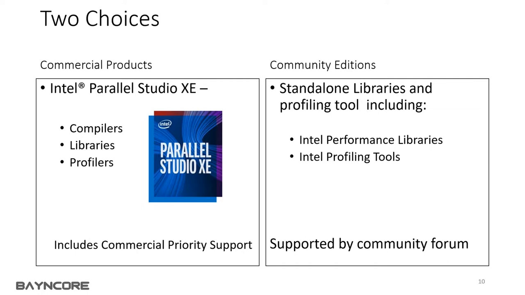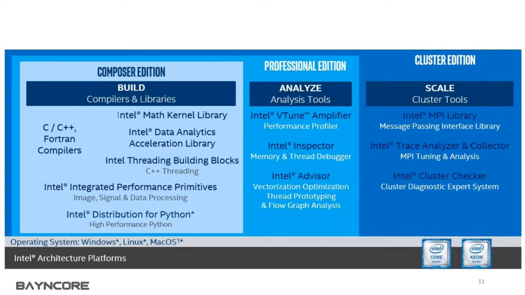There are also some parts of Parallel Studio that are available standalone, and it's mainly the performance libraries and the profiling tools. So the full Parallel Studio is here. We've got three different versions: a Composer edition, which is based around the compilers and the libraries. There's a Professional edition, which adds some of the analysis tools. And then there's a Cluster edition. So if you're working on a cluster and using MPI, then there are additional libraries and tools to support that.